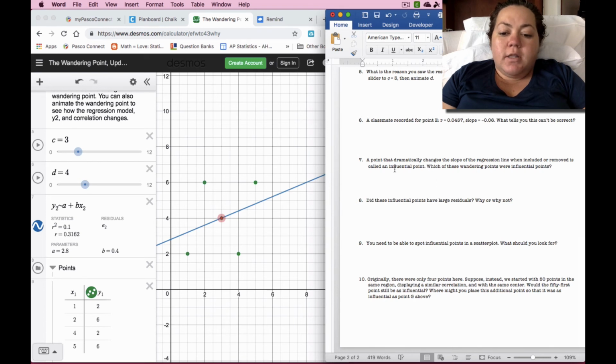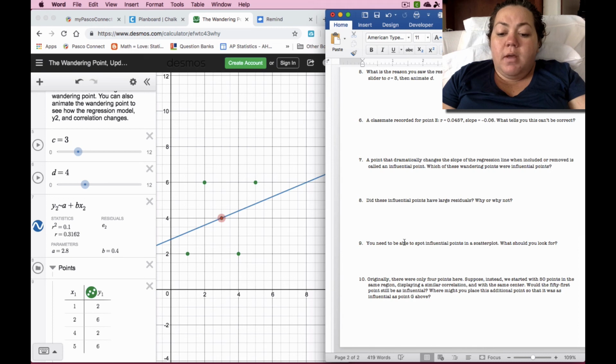So we already kind of talked about this, but a point that drastically changes the slope of the regression line when introduced or removed is called an influential point. So if it's greatly changing the slope, if it's changing the slope from positive to negative, it's influential. If it's just changing it drastically, like it's twice as large, it's influential. Influential points do not have to have large residuals. All right, so don't just assume that it has a large residual, so it's influential. Okay.